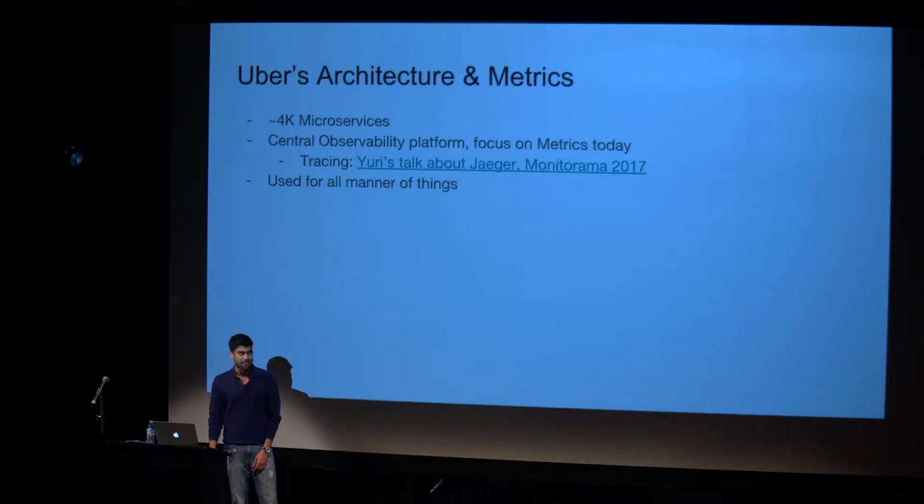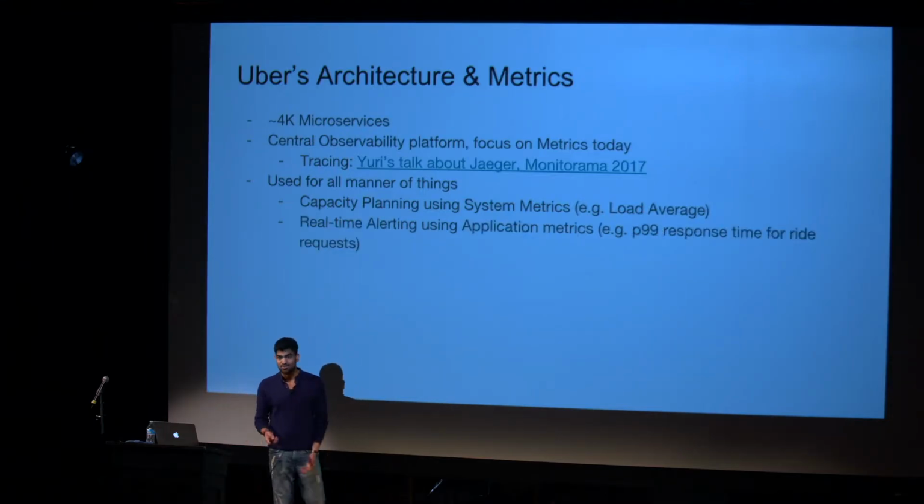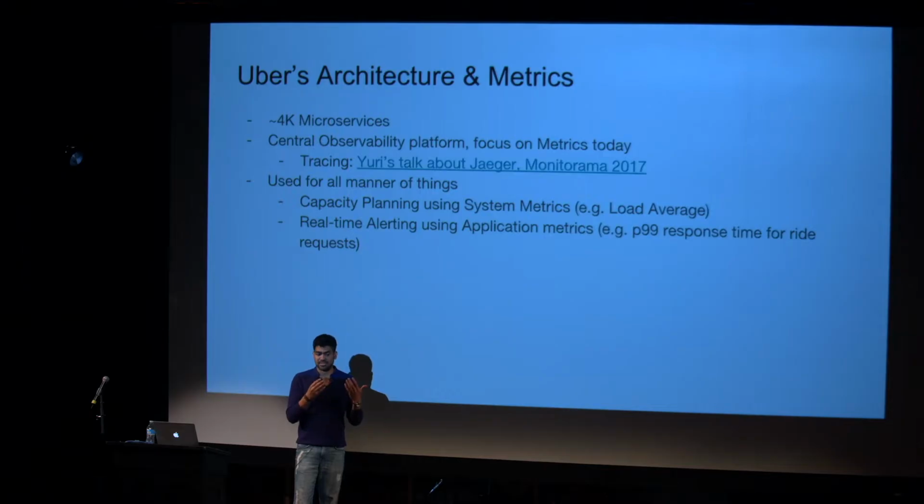Metrics are used for all manner of things at Uber. We use them, for example, for capacity planning, right? We figure out load averages and figure out how many more servers we need based on that number. We use them for alerting, so application metrics like your tail latencies over the course of the last 10 minutes or whatever have spiked. You probably need to look at something because someone can't get a ride or something like that.